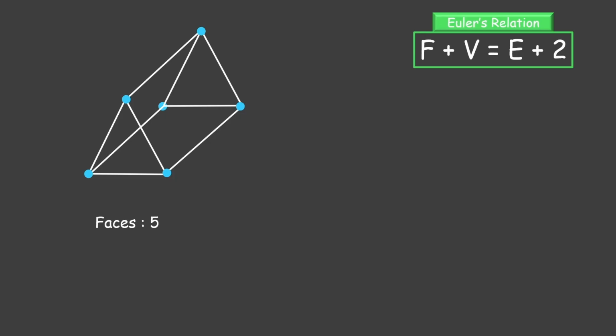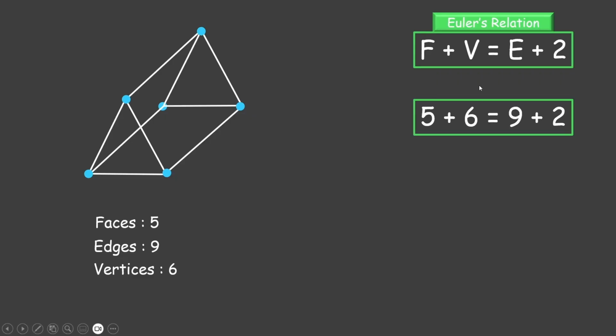Let's count the edges. So we have 4 edges on the bottom. Then we have, this is 5th, these two. This is 6, 7, then 8 and 9. So we had 9 edges. And vertices, they're already highlighted. 1, 2, 3, 4, 5 and 6. 6 vertices, right?